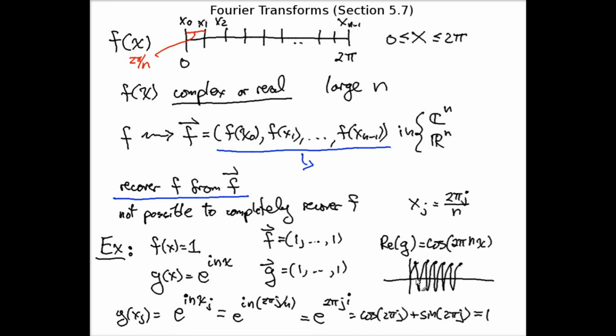So the moral of the story is that this sampling at n points is unable to distinguish a signal of frequency n. But if you had a signal of lower frequency, then it can handle that. So you need to choose n large enough for the purpose at hand.